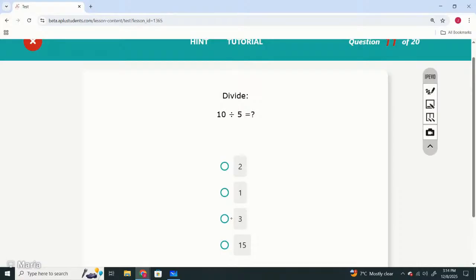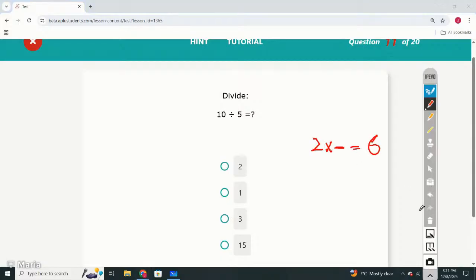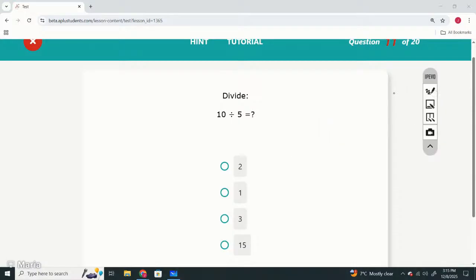10 divided by 5. So, which is the correct option? 5 times what number is 10? Just divide 10 by 5. Or you can skip counting by 5. So, 5, 10. So, which is the correct option? That is 2. The correct option is 2. Option number 1 is the correct option.